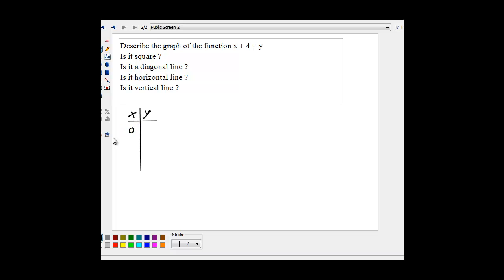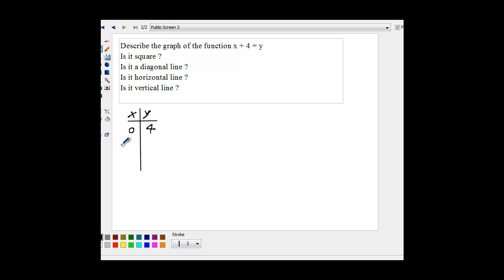If x is equal to 0, Parisa, can you tell me what this y would be? Just type the answer for me. If x is equal to 0, then I have 0 plus 4. Very good. It's 4. So if x is equal to 0, y is equal to 4.